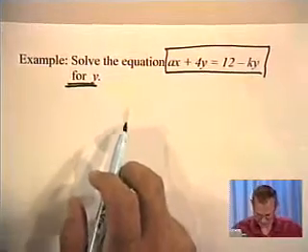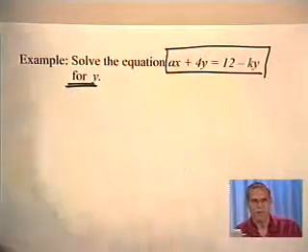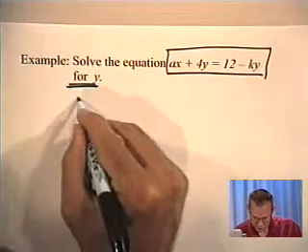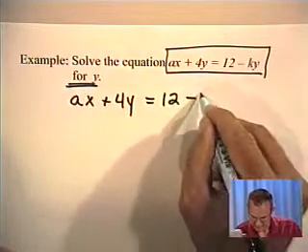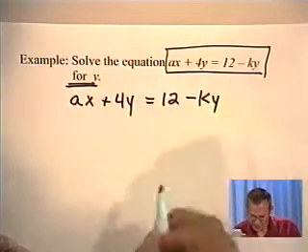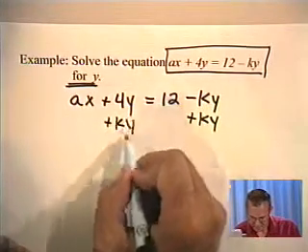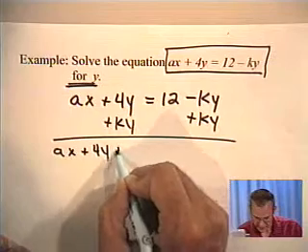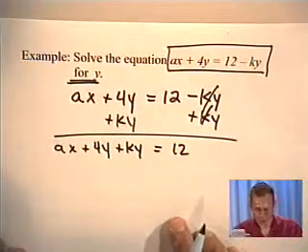Now again, we want to ask ourselves, what does that really mean? To solve for y means we want to get y alone on one side of the equal sign, everything else on the other side. So let's rewrite the problem, and we'll try to figure out a way to get the y's together. Here's a y here, and here's a y here. So I'm going to start by moving the ky term to the other side. Ax plus 4y plus ky equals 12. Notice the ky is canceled there.